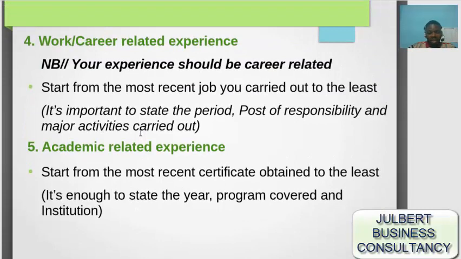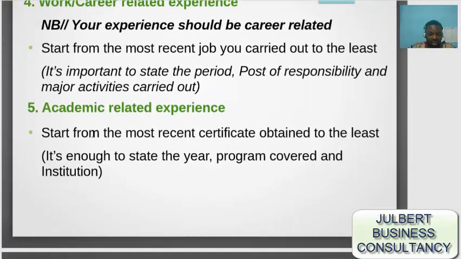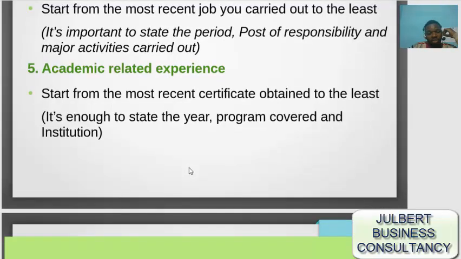After your work or career related experience, you have the academic related experience. Start from the most recent certificate obtained to the least. It's enough to state the year, the program covered, and the institution. If you've attained up to PhD, it's enough to go down to the level of your bachelor's degree. If you have a bachelor's degree, it's enough to go down to the level of your ordinary level certificate. If you have a master's degree, it's enough to go down to the level of your advanced level. You don't have to list right down to your school leaving certificate.